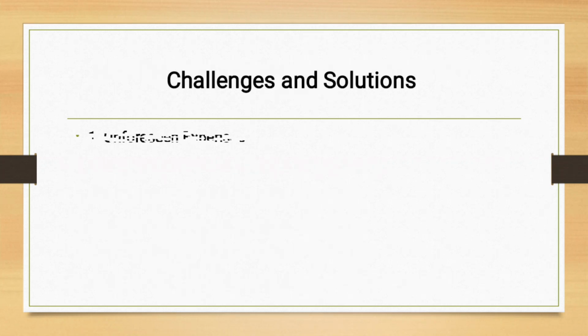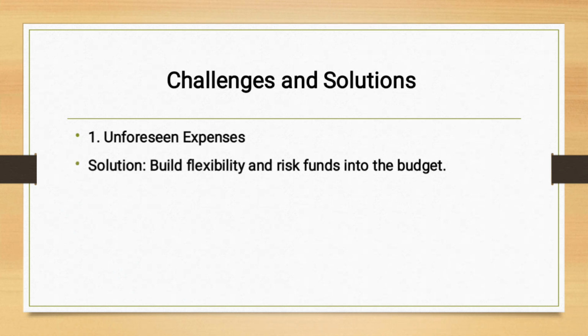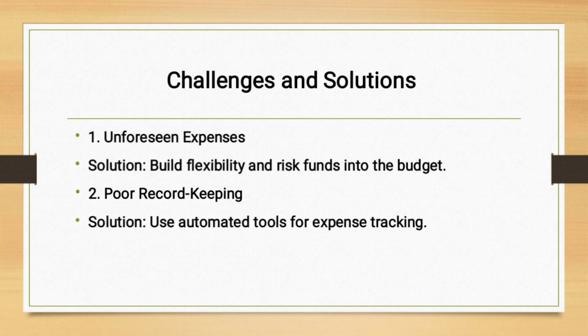Right, let's talk about challenges and solutions. Challenge: unforeseeable expenses. To deal with this one, you need to build a flexible risk fund into the budget, in case there are some unforeseeable circumstances. Another one is poor record keeping. Make sure that you use automated tools for expense tracking, for example Microsoft Project, Excel, Trello. All those you should be using.